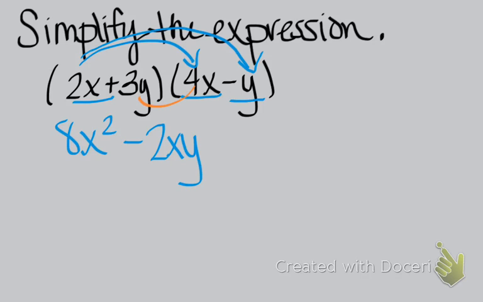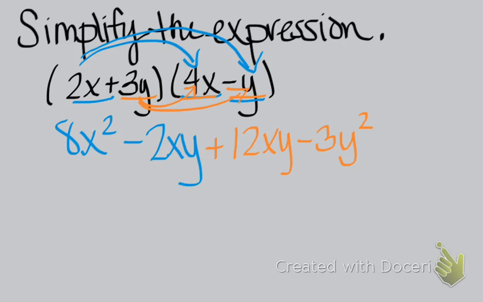Now I have to distribute the second term in that first set of parentheses twice to the second set of parentheses. So 3y times 4x will give me positive 12xy. And I'm putting my variables in alphabetical order here. So then 3y times negative y will give me negative 3y squared.